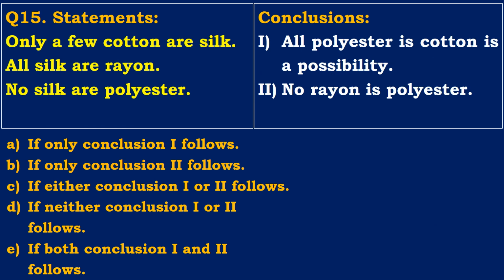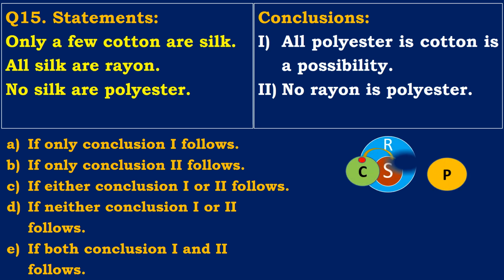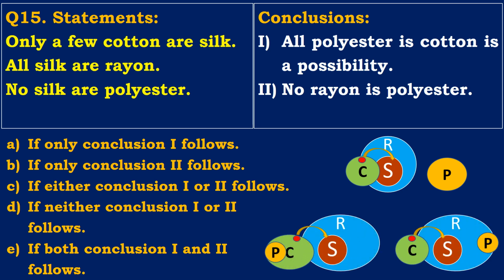Challenge 15. Only a few cotton are silk. All silk are rayon. No silk are polyester. Conclusions: All polyester is cotton is a possibility. No rayon is polyester. According to Venn diagram 2, conclusion 1 is correct. According to Venn diagram 3, we cannot conclude that no rayon is polyester. Hence, conclusion 2 is wrong. As a result, only conclusion 1 follows the statement. Hence, option A is the appropriate answer.